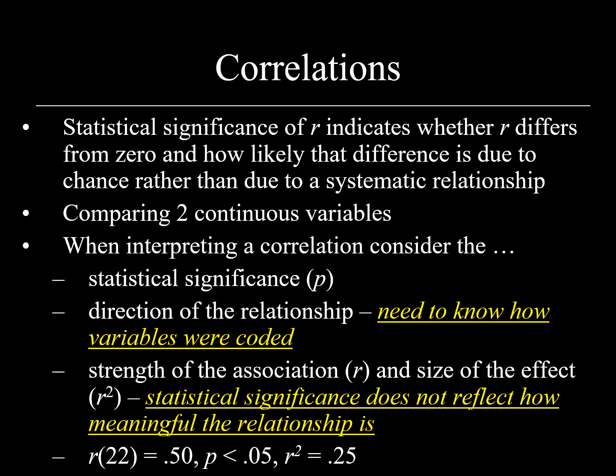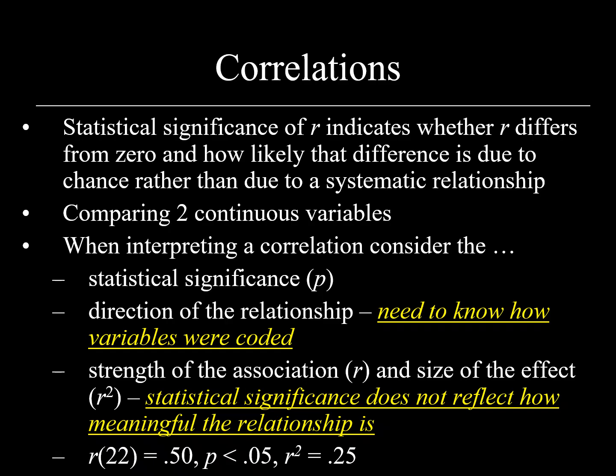Generally, when we're looking at correlations, we're comparing two continuous variables looking for a pattern. And when interpreting the correlation, we want to consider whether it's statistically significant. We want to determine the direction of the relationship. We need to know how the variables were coded for this. And we need to know the strength of the association, the size of the effect. For correlation, the effect size is r squared. So our calculated statistic, squared, becomes our measure of effect size.